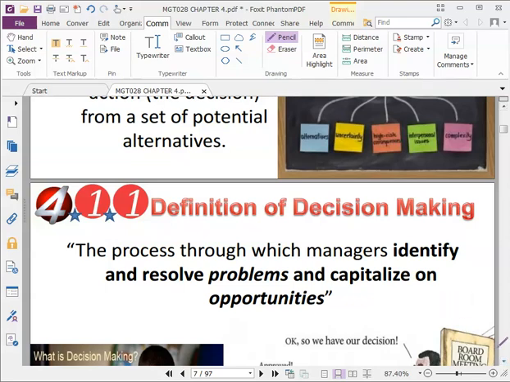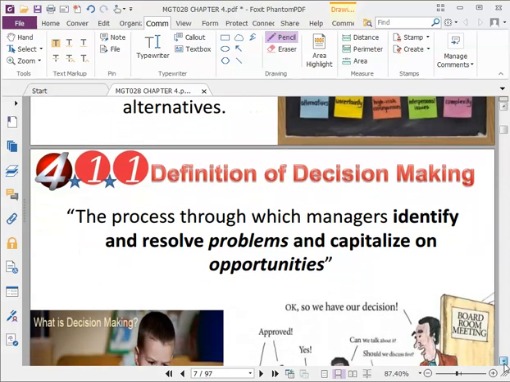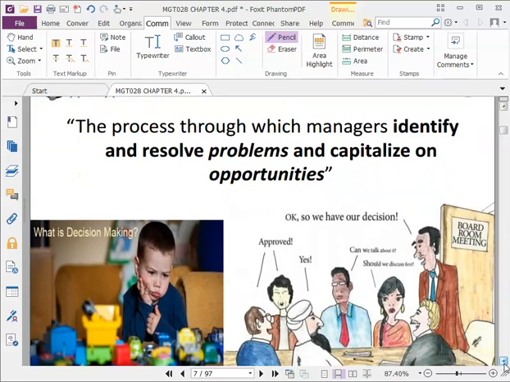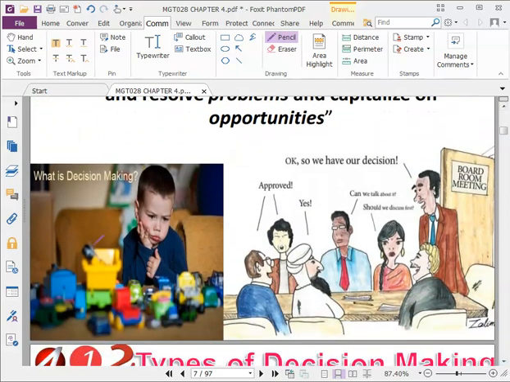So, you kena ingat apa maksud dia. Managers identify and resolve problems and capitalize on opportunities. Okay, kita tengok ni, boy ni, this boy, okay, dia nak pilih mainan dia, which one yang dia nak pilih. Okay, so that all alternatives. Okay, what decision that he must do.